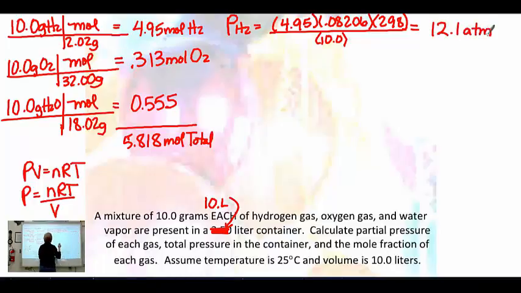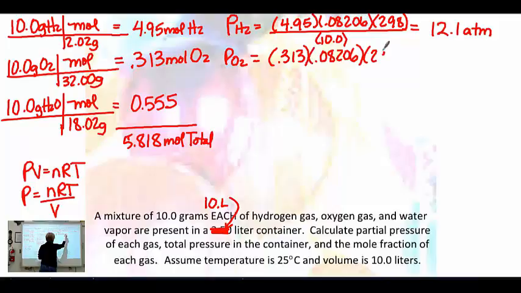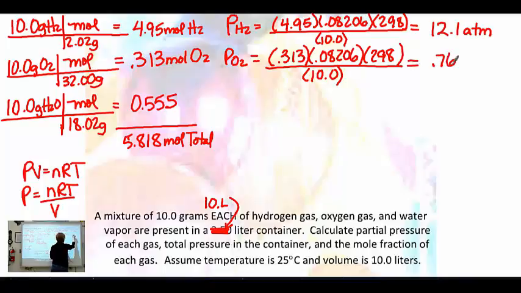atm. For the oxygen, the pressure of oxygen, we'll set it up the same way: 0.313, 0.08206, 298. You'll notice that I'm not using my units, but I know that they're the correct units. So my pressure ends up in atm. So this is 0.765 atm.